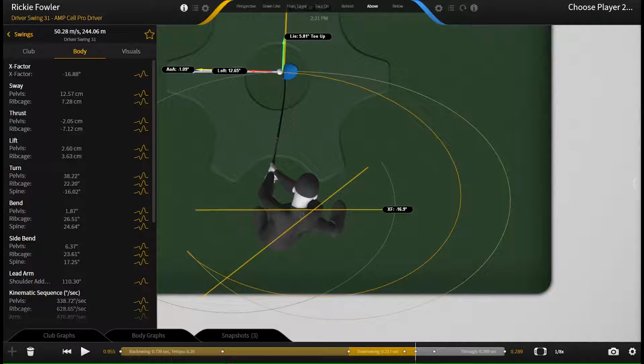In today's training, we will review some of the body metrics available within the Gears system. Let's get started.